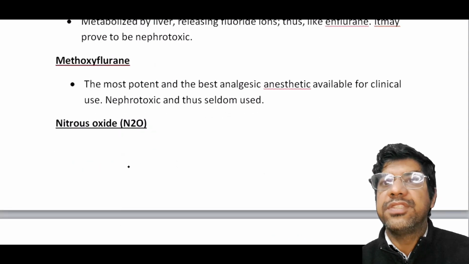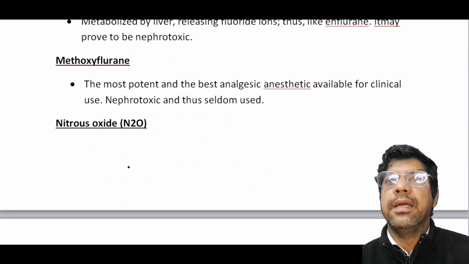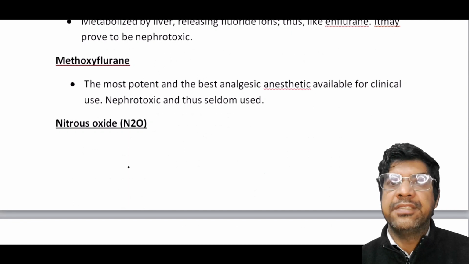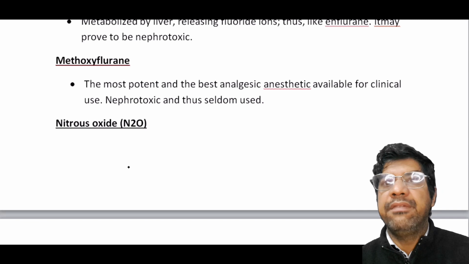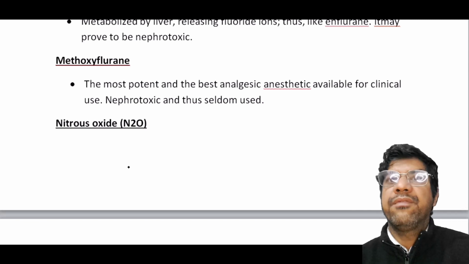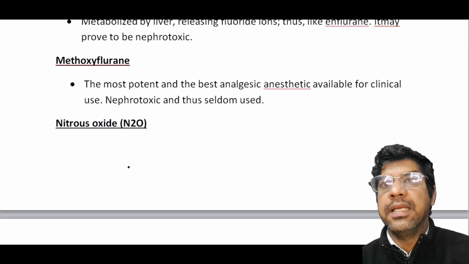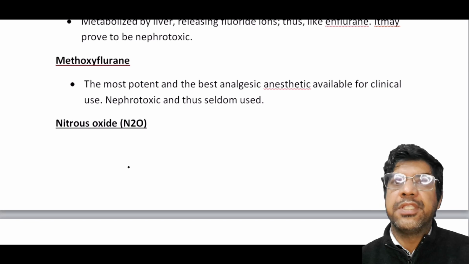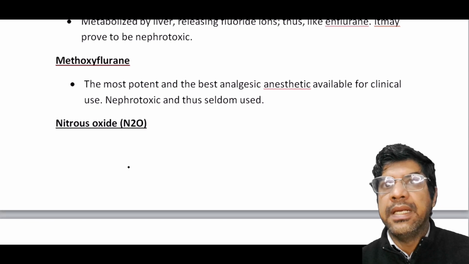Other is methoxyflurane. It is very powerful in providing pain relief during anesthesia. Apart from its analgesic action, it is seldom used due to its association with kidney damage.